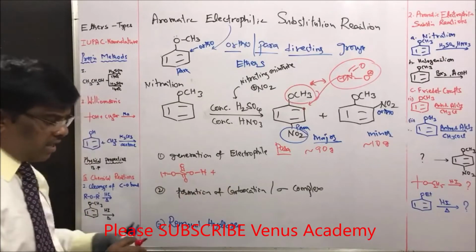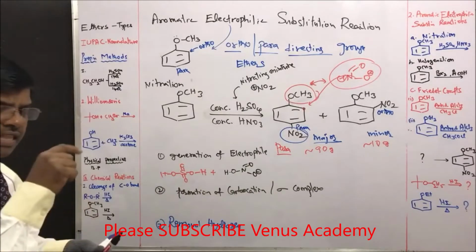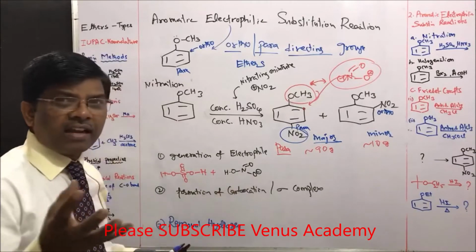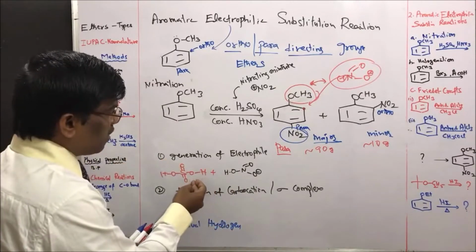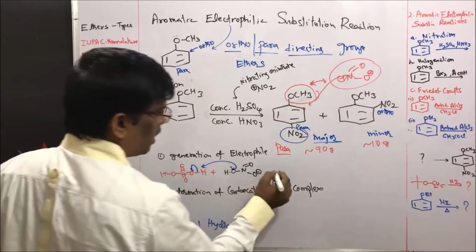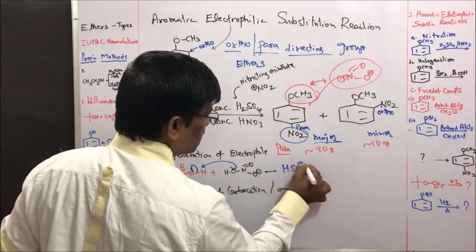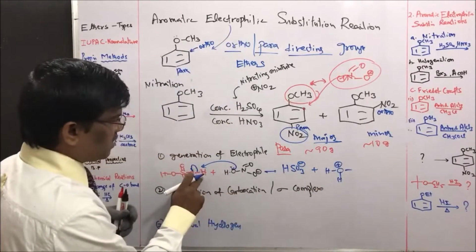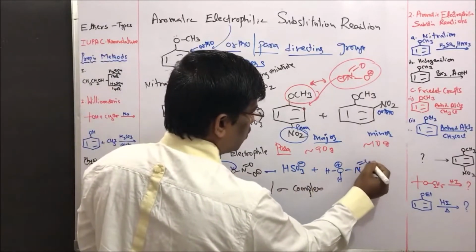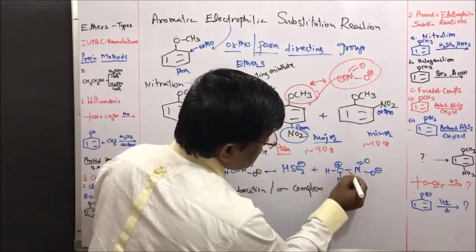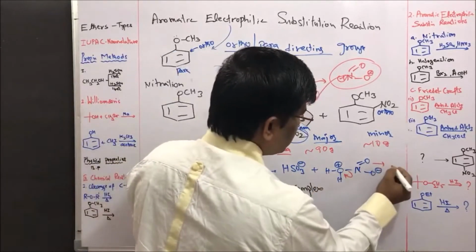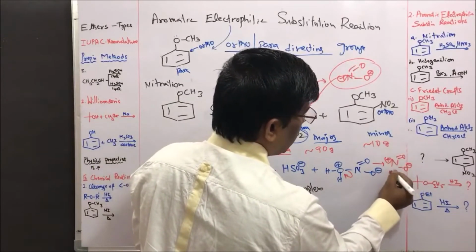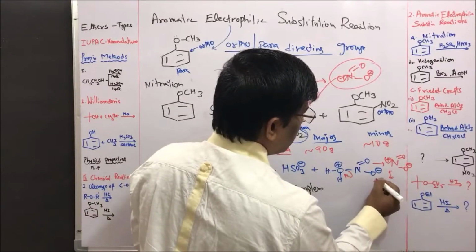This is sulfuric acid and HNO3. So in this case, sulfuric acid is going to act as an acid, and HNO3 is going to act as a base, taking a proton from sulfuric acid to give HSO4 minus plus H2NO3 plus, where the hydrogen from sulfuric acid has come. This loses a water molecule and gives the electrophile. This is NO2 plus, the NO2 electrophile.